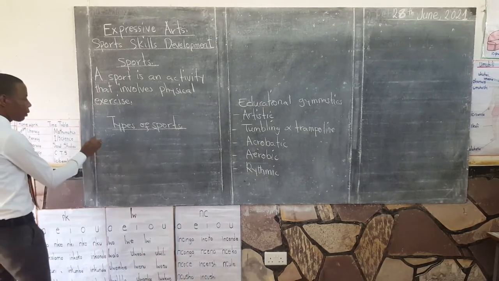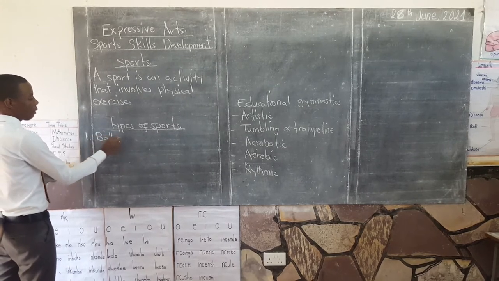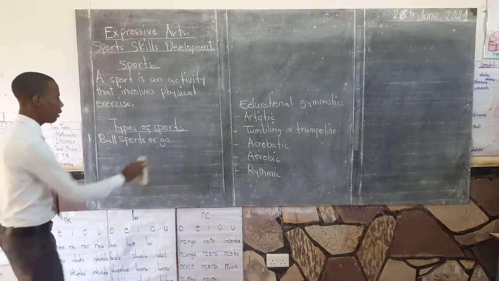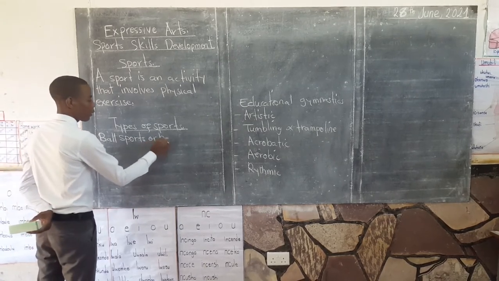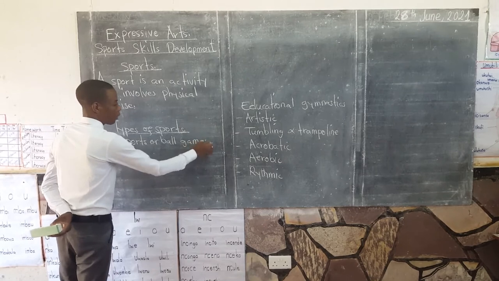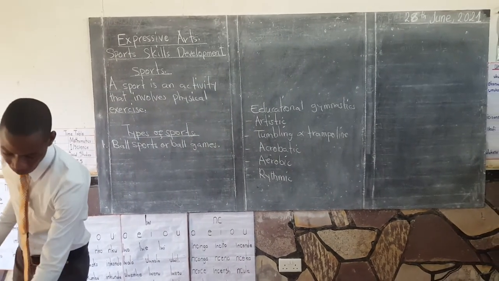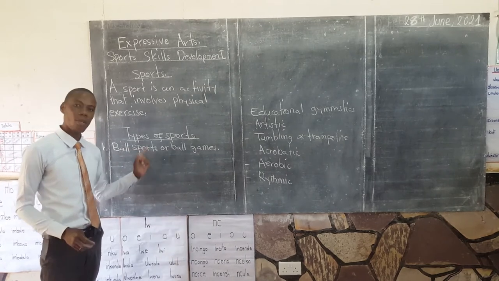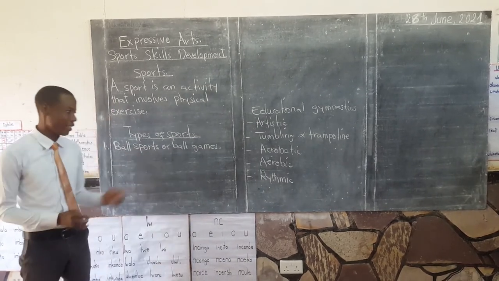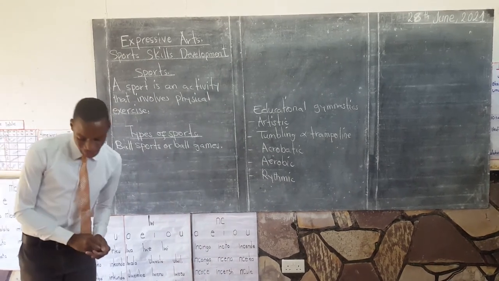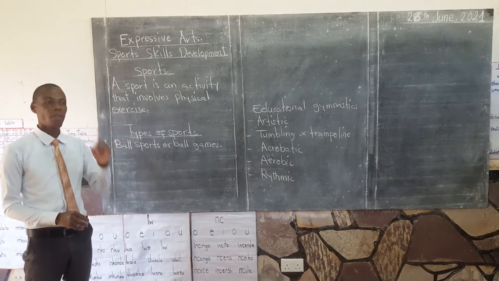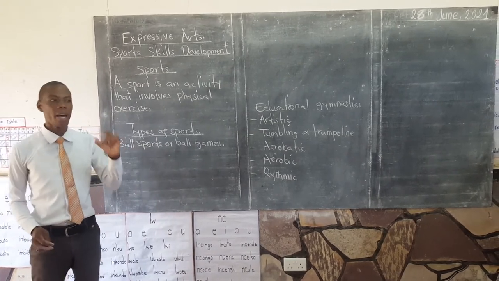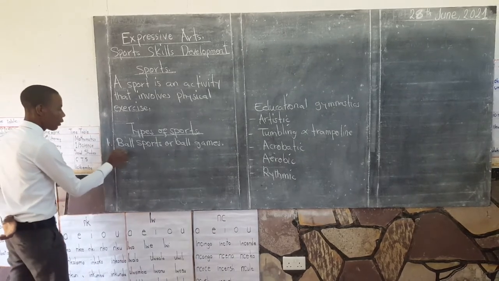The first one is what we call ball sports or ball games. What are these ball sports or ball games? What do you think are these types of sports? Well, these are sports that involve the use of the ball as part of a play.